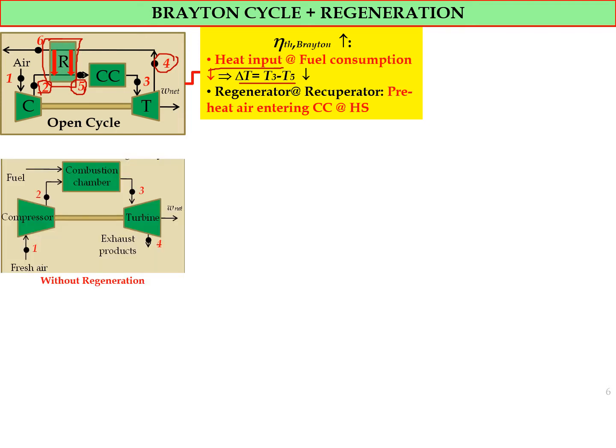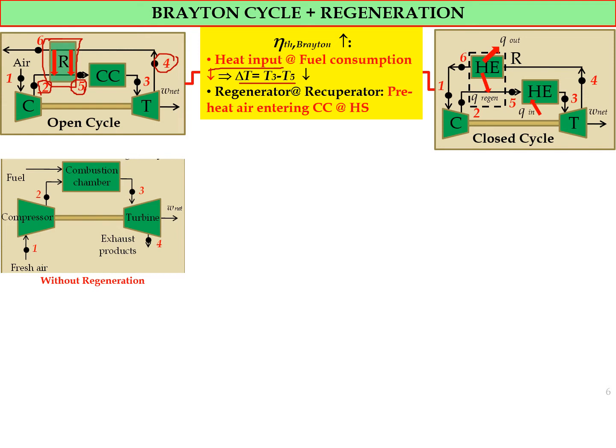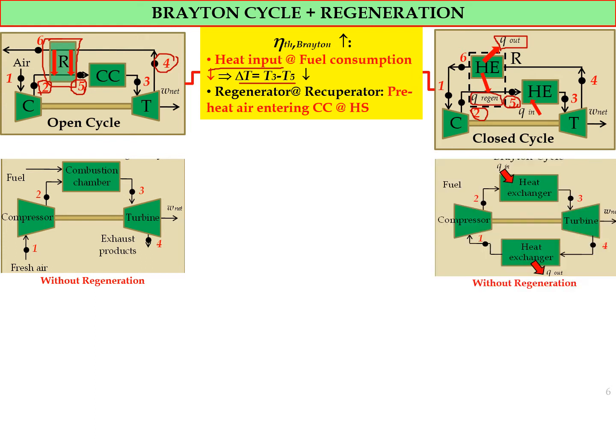So this is the actual open cycle of Brayton with regeneration. As you can see here, we put in the regenerator, which is actually a heat exchanger that takes heat from the Q out and reheats the compressed air at state 2, increasing it to the temperature at state 5 here. And this Q is called the Q regeneration. And this is the simplified closed cycle, Brayton cycle with regeneration.